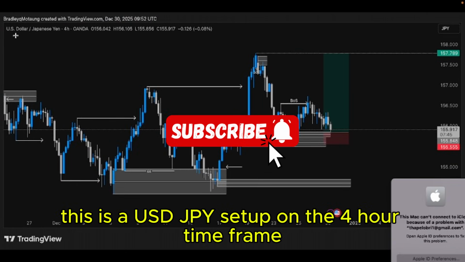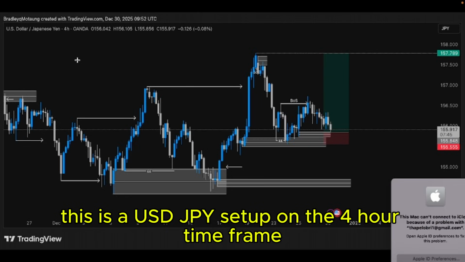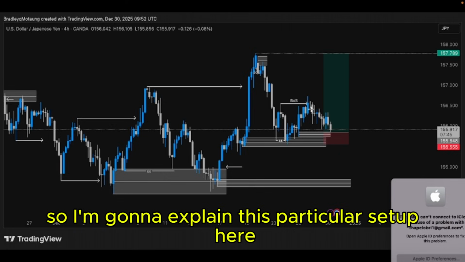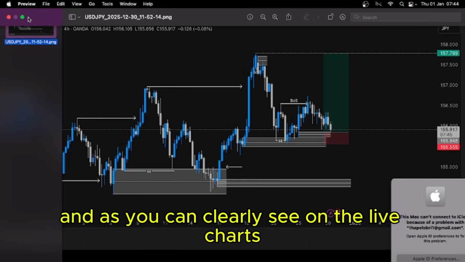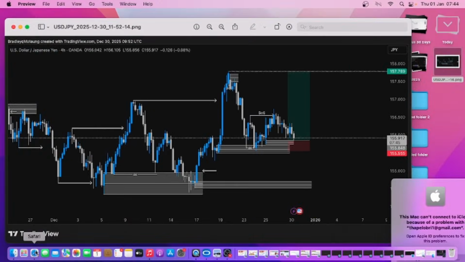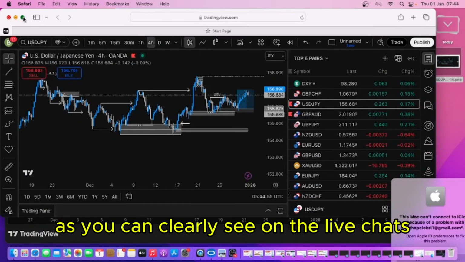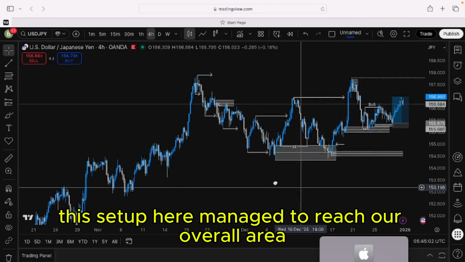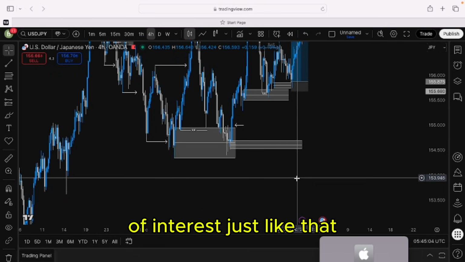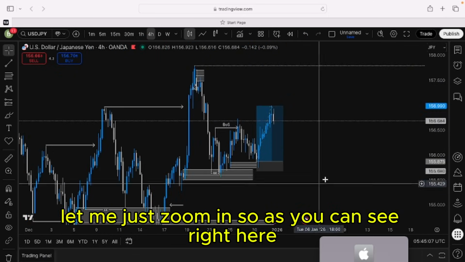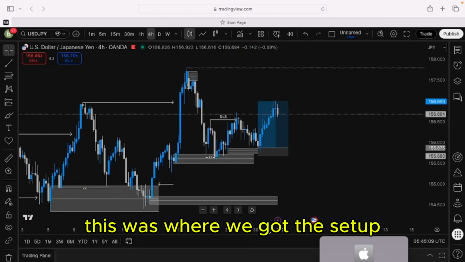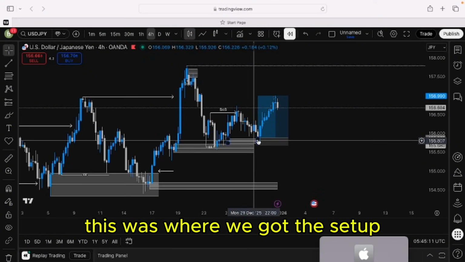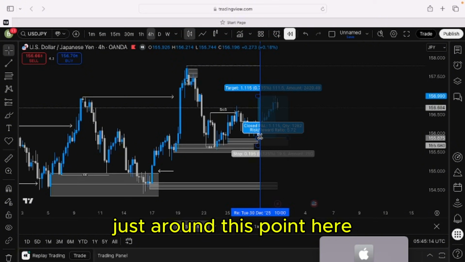So as you can see here, this is a USD JPY setup on the 4-hour time frame. I'm going to explain this particular setup, and as you can clearly see on the live charts, this setup managed to reach our overall area of interest just like that. Let me just zoom in. So as you can see right here, this was where we got the setup, just around this point.